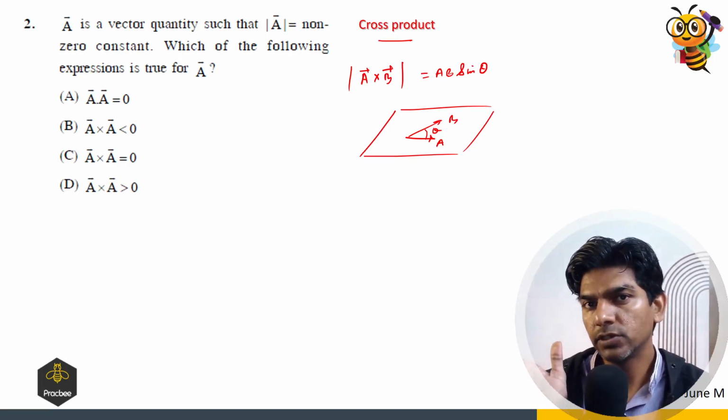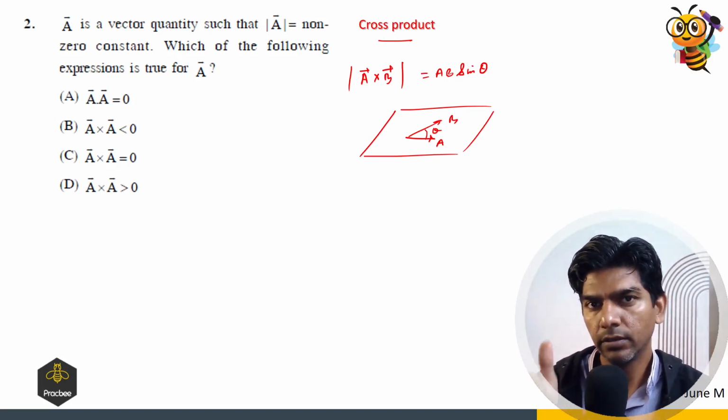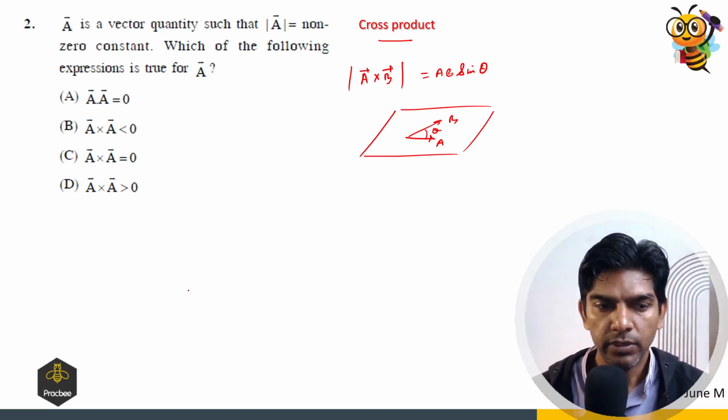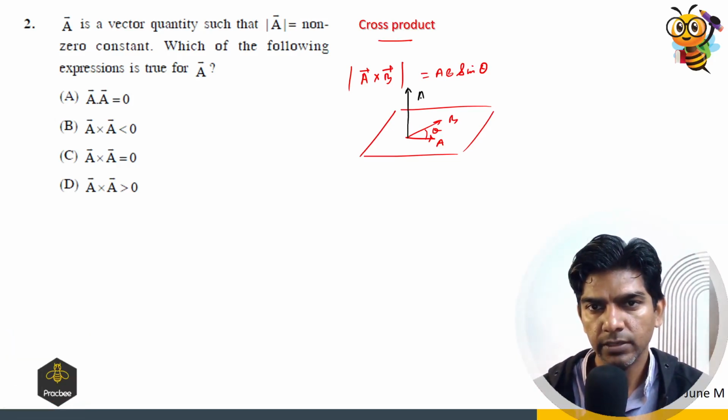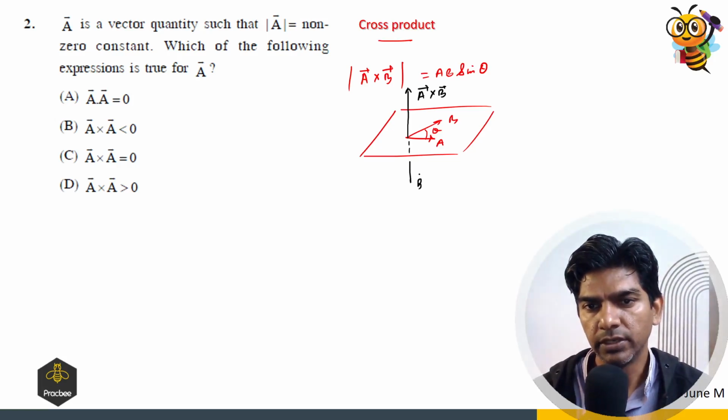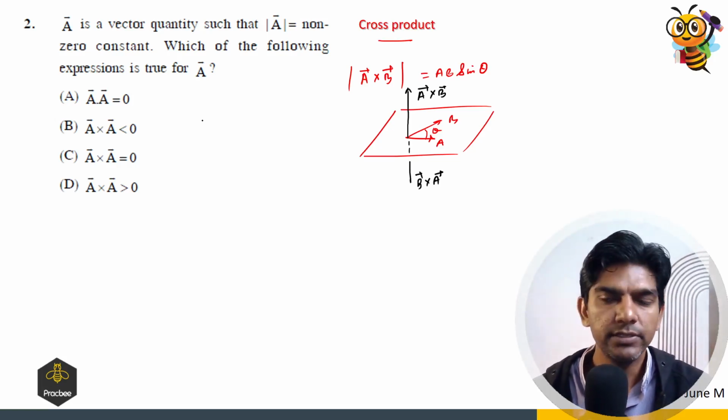So if I curl my fingers from A to B, the thumb is pointing in the upward direction. So the direction of A cross B will be normal to this plane. So that is A cross B. And B cross A will be in the opposite direction. So let us see the question.